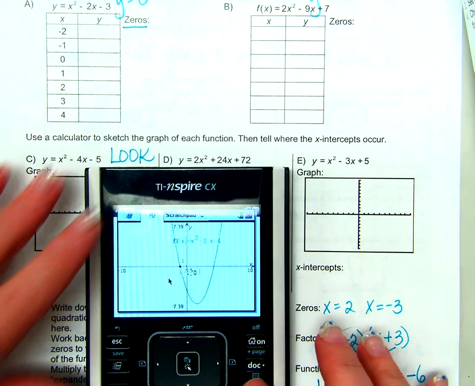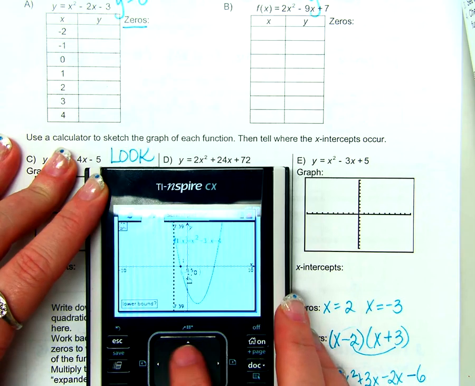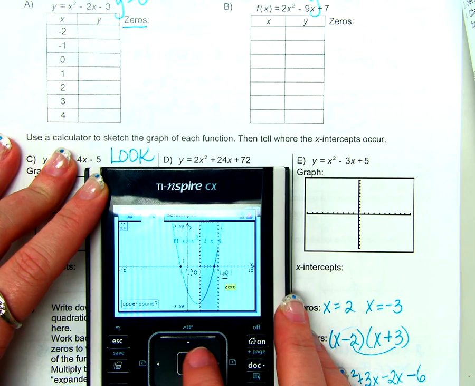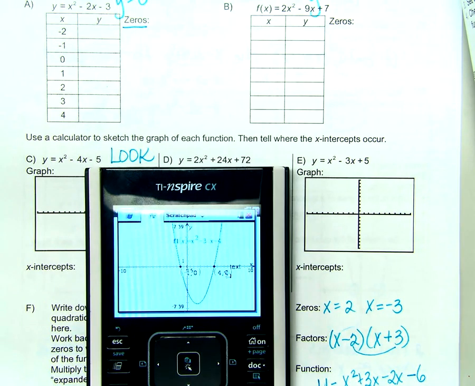But then I have to do it again. Menu, analyze, a 0, and I move it on the left-hand side of that intercept, and then on the right-hand side of that intercept, and once again, it pops up and shows me where the intercept is.